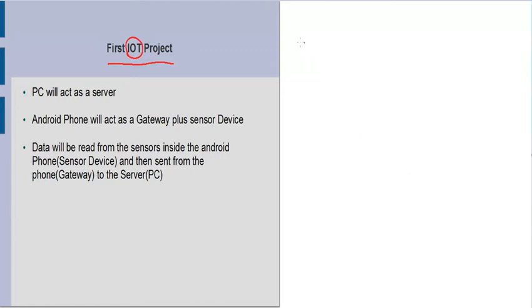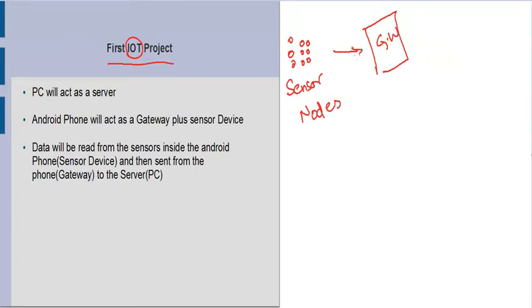So first of all, what do we need in an IoT system? In any IoT system, we need these sensor devices or sensor nodes, and then we need a gateway. As we said, we have already discussed these things. There's communication between the two, and then we have a cloud or server.